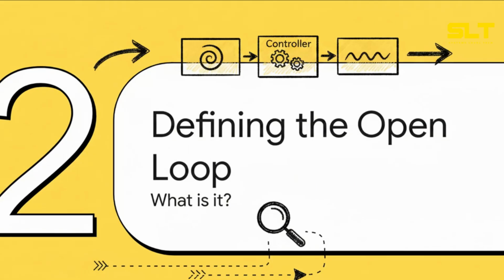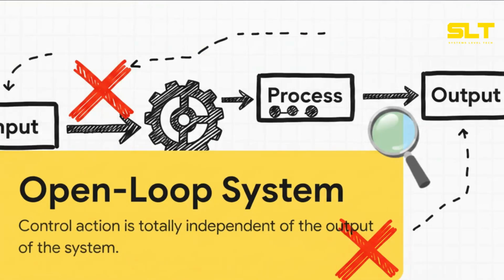Moving right along to section 2, defining the open loop. What exactly is it? So here is the absolute crucial point. An open-loop control system is one where the control action is totally 100% independent of the output of the system. The input that kicks off the whole process is entirely disconnected from whatever is actually generated at the end. Once the process begins, they are completely separated from one another. In other words, the input is flying completely blind to the output.